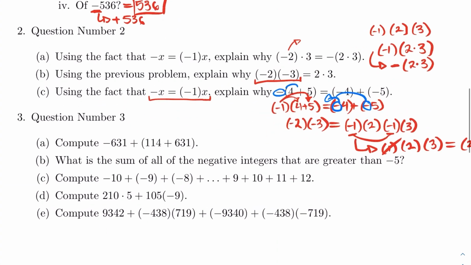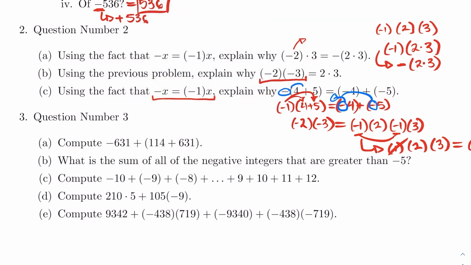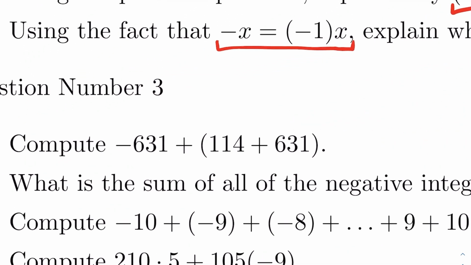And so finally, question number 3. Compute -631 plus 114 plus 631. Well, what we can do here is reorder this, 114 plus 631 by our commutativity, and then plus -631.